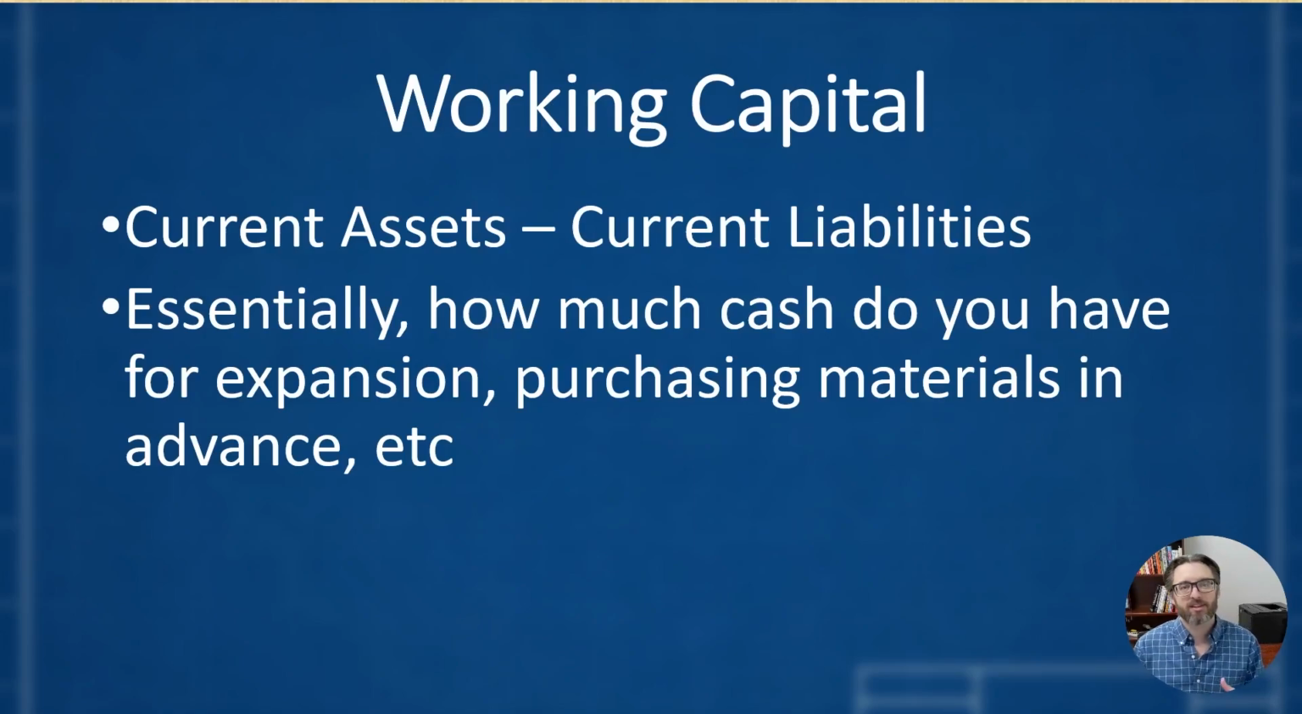So that's really the end goal of working capital, to say how much money do you have left over to be able to spend on other things. Current assets would be stuff like the cash that you have in your bank, and then your accounts receivable, like all the outstanding invoices that you're going to get paid on. That money should be coming in the near future. It's just not in the bank yet.